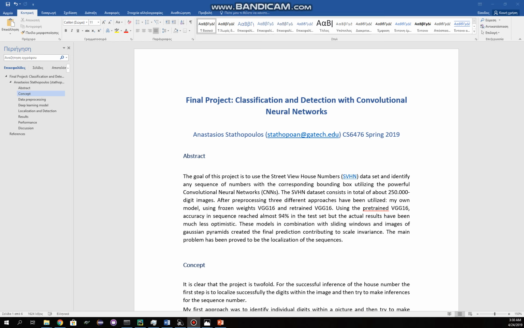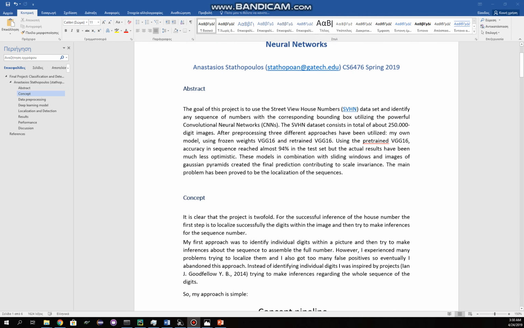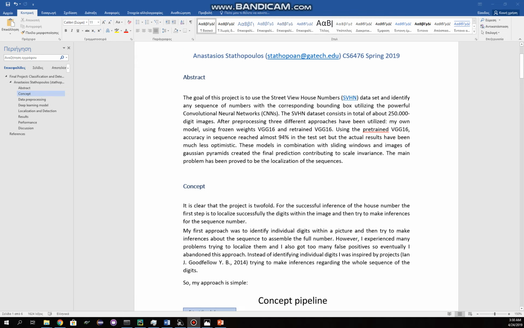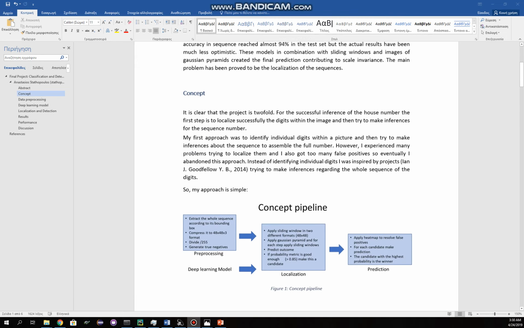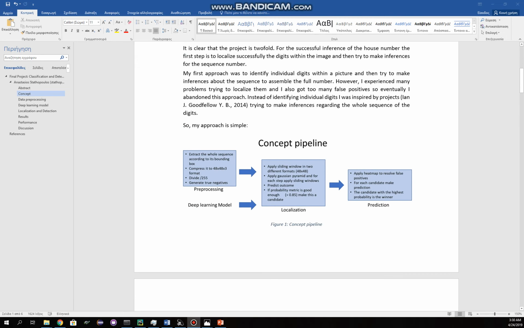Hello, my name is Anathastopoulos, and I'm going to present you my project entitled Classification Detection with Convolutional Neural Networks. Very briefly, I'm going to present you my concept.